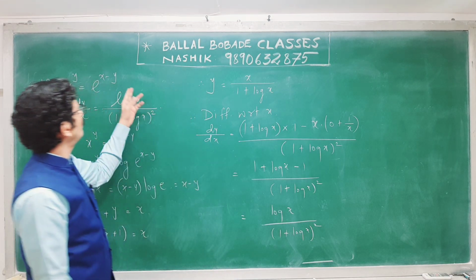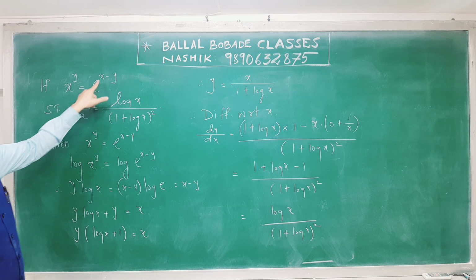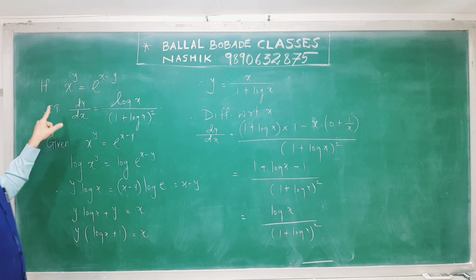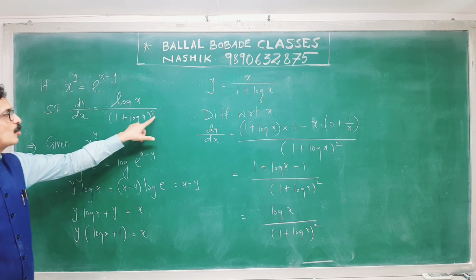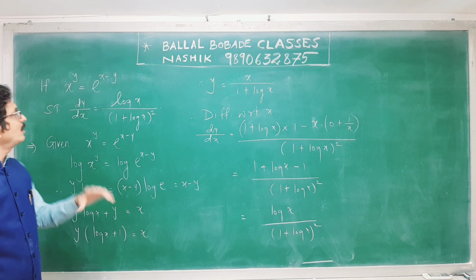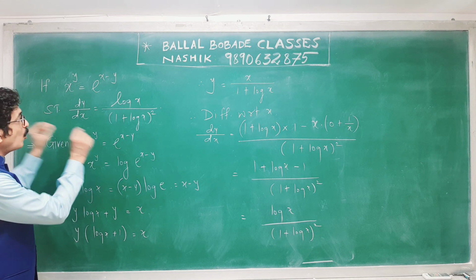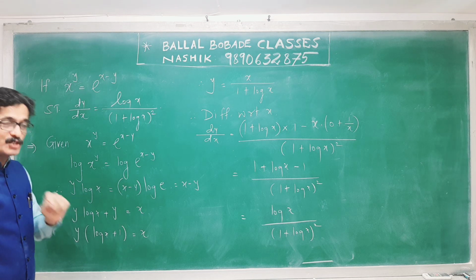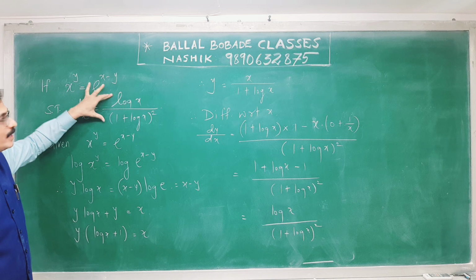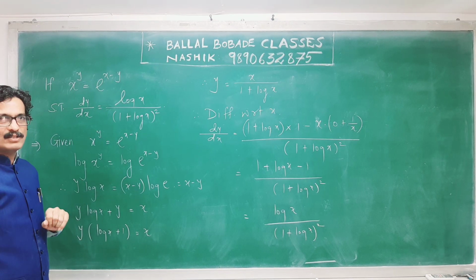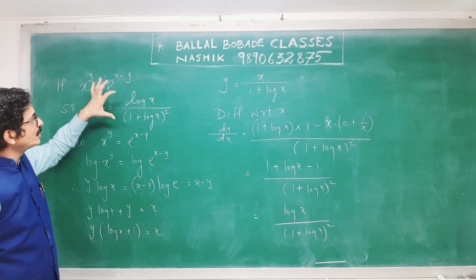Students, let's check out one very important sum. If x raised to y is e raised to x minus y, show that dy by dx is log x upon (1 plus log x) the whole square. Now you see, you know the derivative of e raised to something, but a precaution to be taken in this problem is to check out what exactly is asked on the right hand side. It is log x upon (1 plus log x) the whole square. You must know that there is no y involved here. All the terms are x.